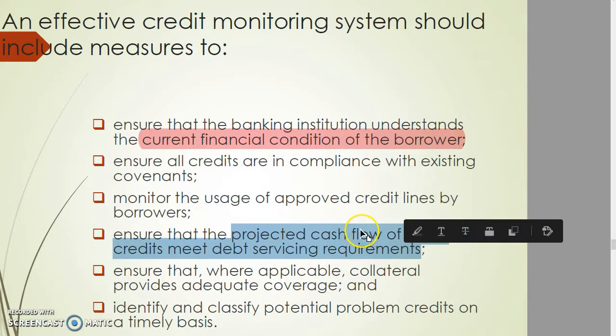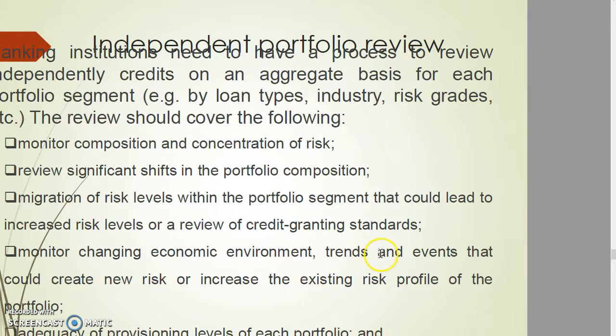So this is the reason for the banking institution to analyze an individual credit. They will look in terms of all these requirements, or all these measurements: the financial condition, the projected cash flow, and, for example, the collateral, right? Next, in terms of risk measurement, the banking institution will look in terms of the independent portfolio review, which is a wider scope of the loan requirement. Before this, we looked at it individually.